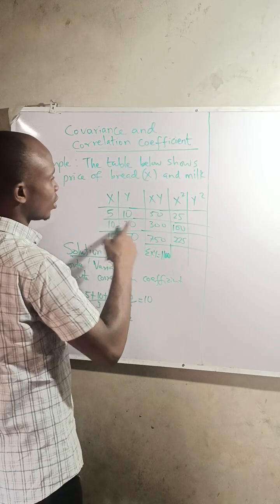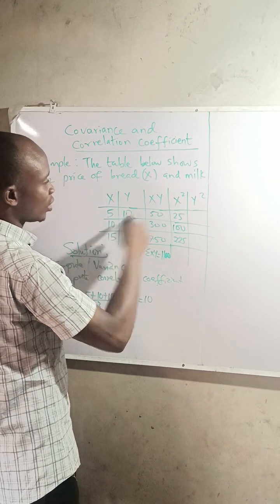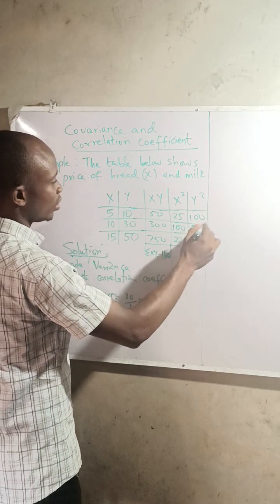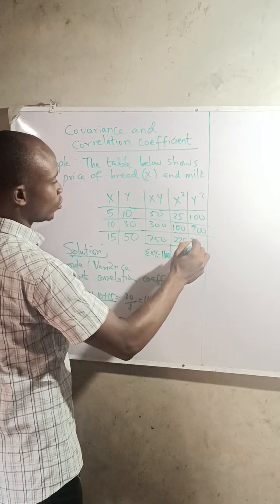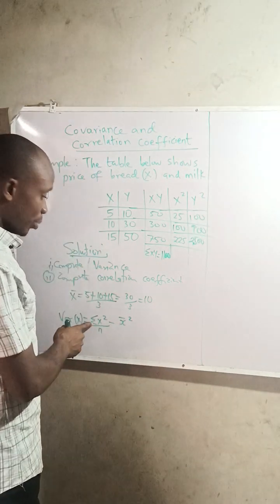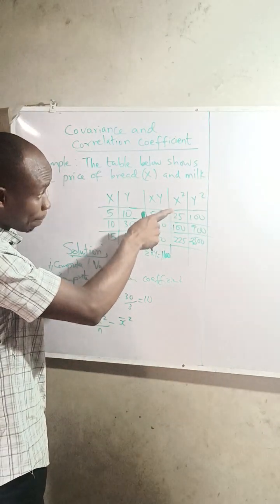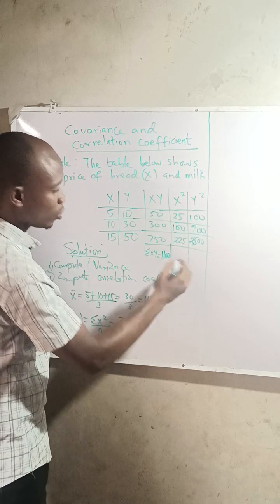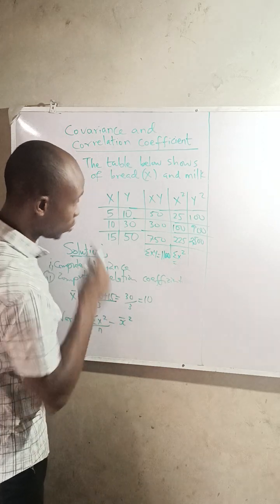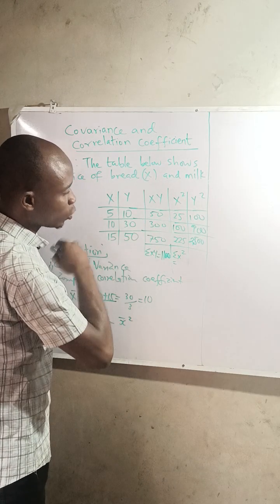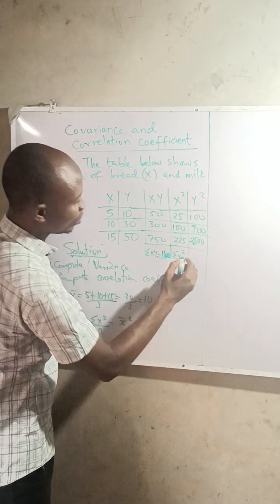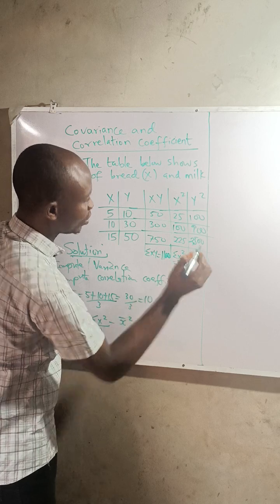And then for y squared, we have 10 times 10, which is 100. 30 times 30, which is 900. And 50 times 50, which is 2,500. So this is what we have in our table. Now, the summation of x squared means we are going to be adding what we have in this column. So the summation of x squared will give us 25 plus 100 is 125, plus 225, and that gives us 350.